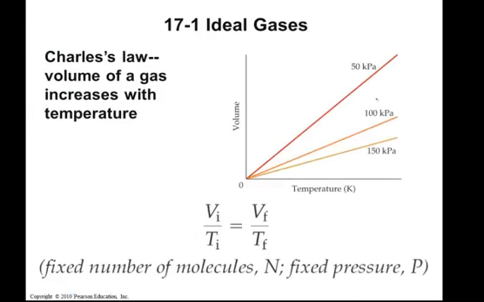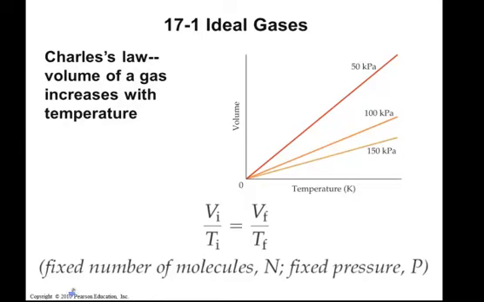And we can see that there's an inverse relationship between volume and pressure. Charles's law relates the volume of a gas with the temperature, and we can see that as the temperature increases, so does the volume. So in that case, V1 over T1 is going to be equal to volume final over temperature final. And that's as long as my pressure and my number of molecules stay constant.